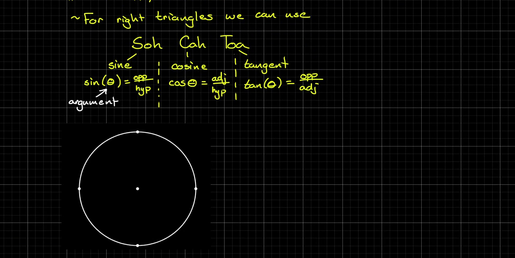CAH, from SOH CAH TOA. What's CAH represent? The cosine of an angle theta. And how would you determine a cosine? Adjacent over hypotenuse, CAH. And the last one, TOA: tangent is TOA, and how do you evaluate a tangent of an angle theta? Perfect.